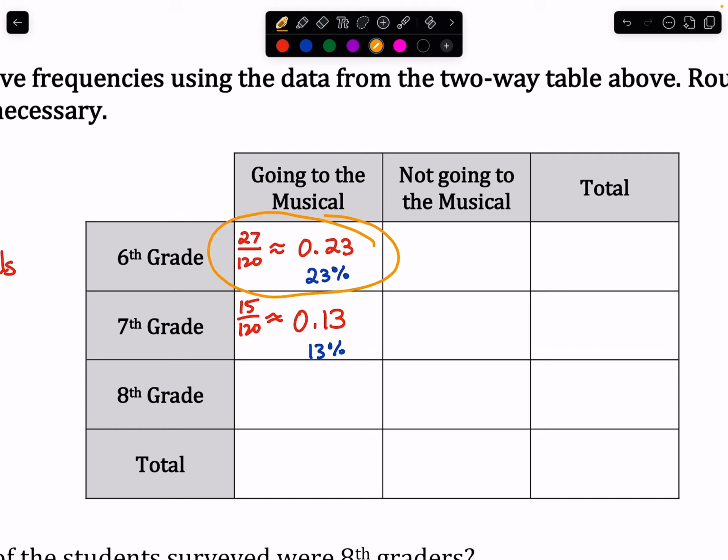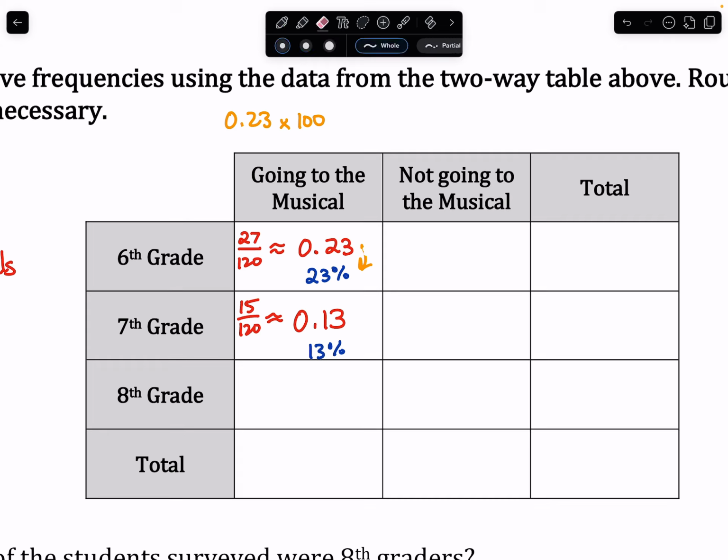So start with the fraction. That's where our numbers came from, right? There were 27 out of 120 students, which in turn gives us the decimal 0.23, which we can convert to the percentage. And remember, if you're not sure how to find the percentage, you just take the decimal 0.23 and multiply it by 100, which moves the decimal place over to 23.